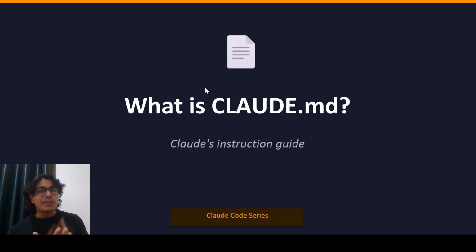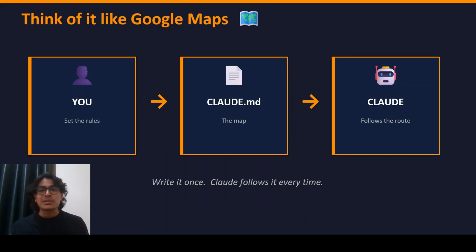It would be a complete guide, a complete set of instructions which we are going to give to our Claude, and using this, there would be a kind of route which is going to be followed by our Claude agent. What to do and what not to do is basically your Claude.md. We can take the analogy of Google Maps. Let's suppose you are the one who decides the destination, Claude.md would be the map, and the Claude agent is going to follow it, and we are going to reach our specific destination.